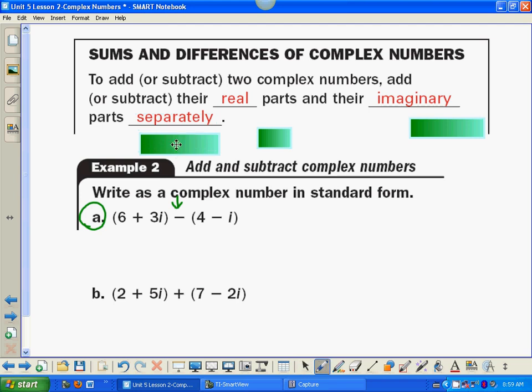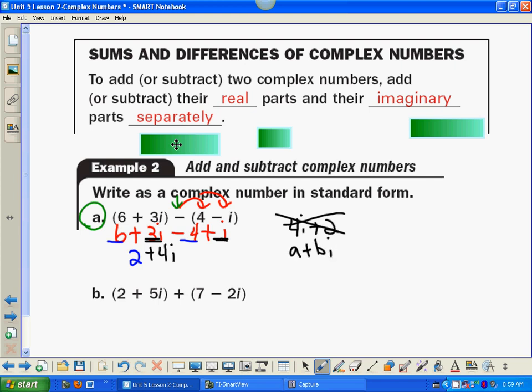So when I have 6 plus 3i minus 4i minus I, I recommend that you distribute the negative. So I have 6 plus 3i minus 4 plus I. I know that's an extra line of work, but it will save you. I add the real number portions together to get 2. I add the 3i, or the imaginary numbers, together to get 4i. And that is my final answer. 4i plus 2 is not acceptable because a complex number comes in the form a plus bi, where the real number part is first and the imaginary is second.